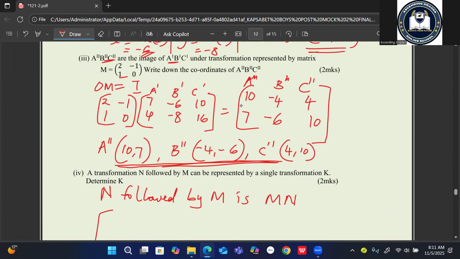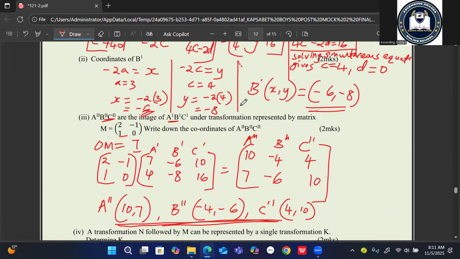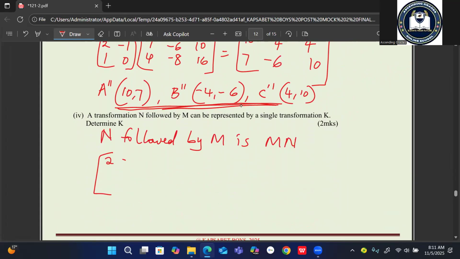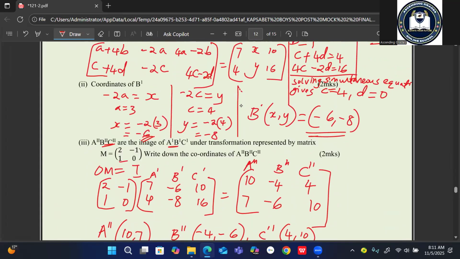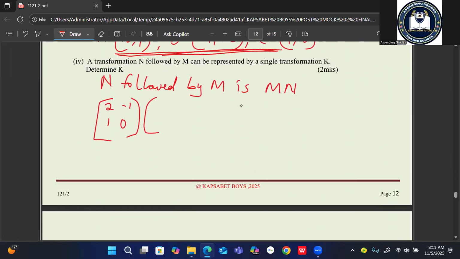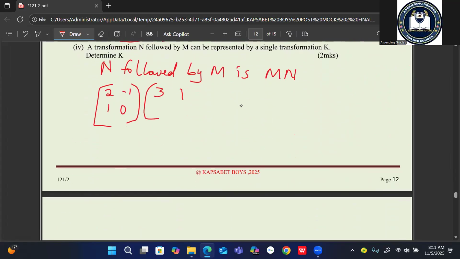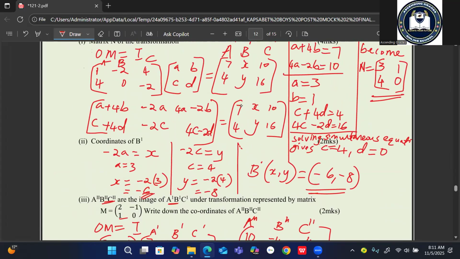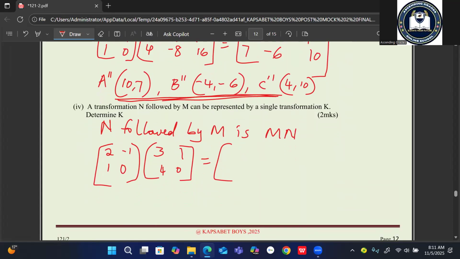Our M we have it as 2 -1 1 0, and N obtained it here as 3 1 4 0. So this is our M, this is our N. So the final one we get this as K.